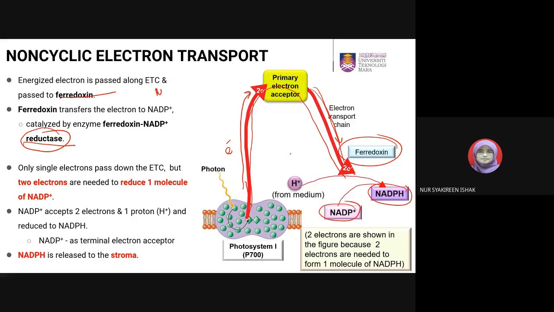Tengoklah dia punya formula kan. NADP plus becomes NADPH kan. So kat sini plus sign, asalnya sini ada plus sign. Dia bergabung dengan H plus kan. So this one is missing an electron. This one also missing an electron. So 2 electrons are required to produce 1 molecule of NADPH. 2 electrons are required and 1 hydrogen ion are required to produce NADPH. Okay, ingat 2 elektron.